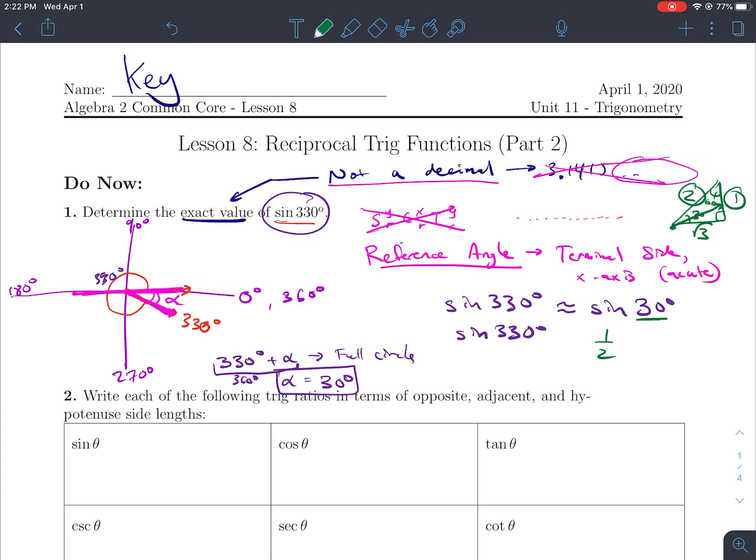Now to make these exactly equal, we have to remember that sometimes this big angle will have positive or negative signs. So, All Students Take Calculus? Only cosine is positive here, and so sine needs to be a negative value.